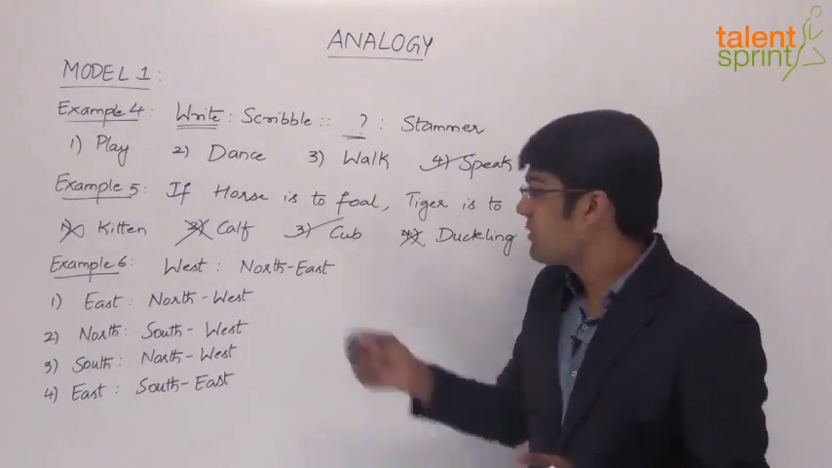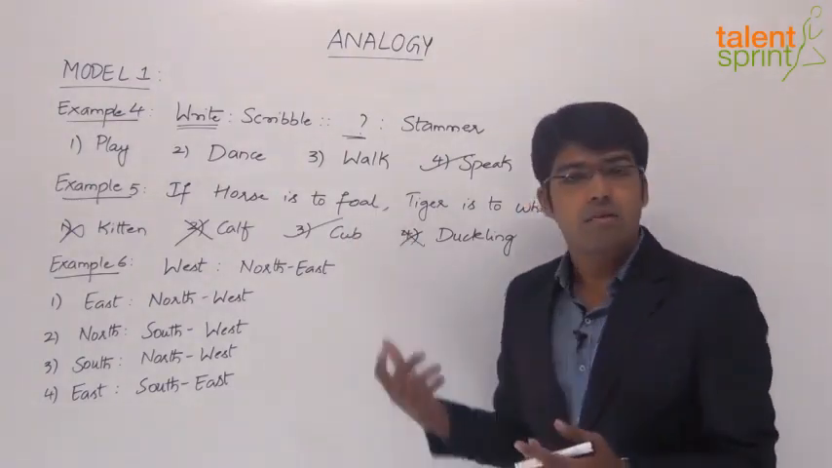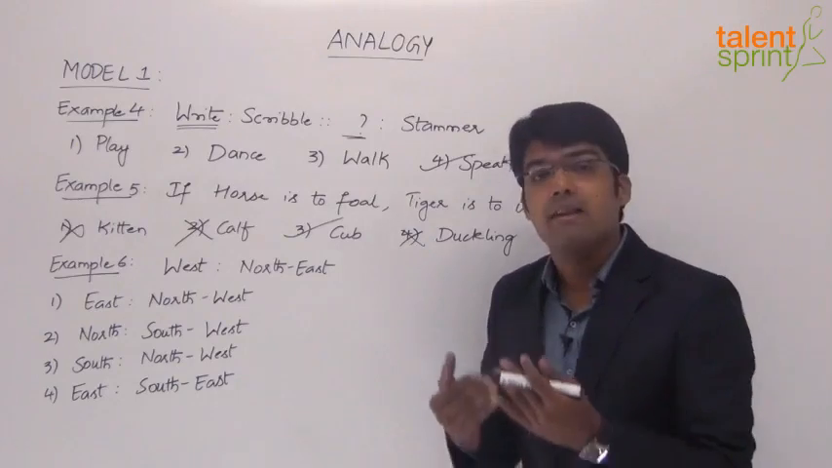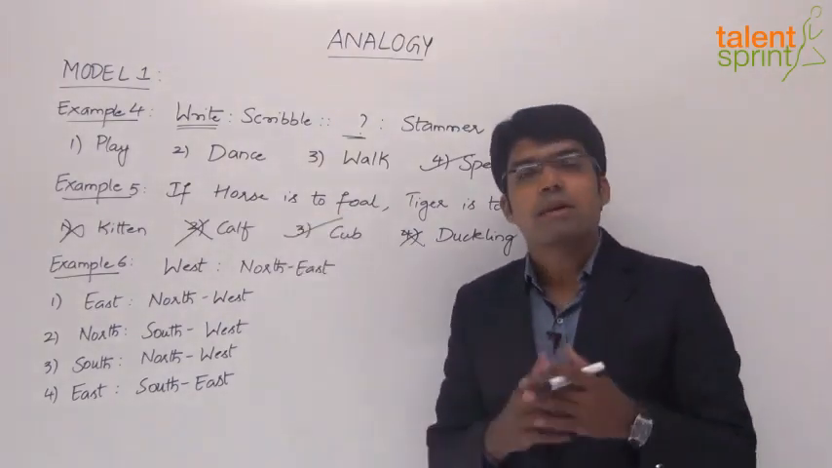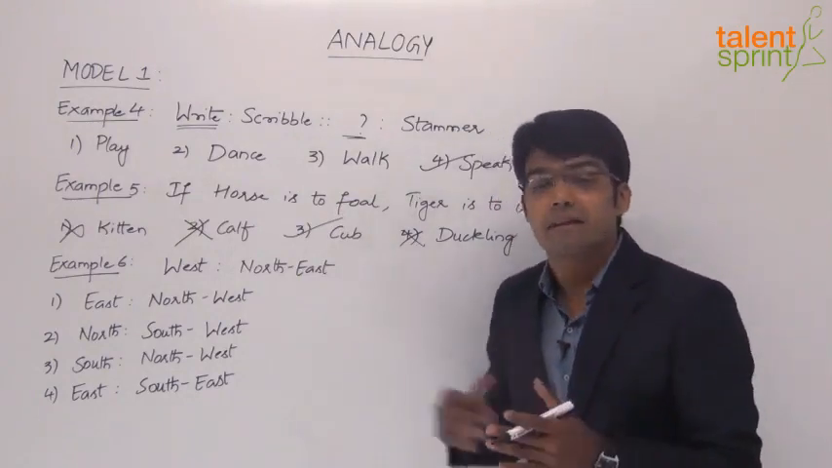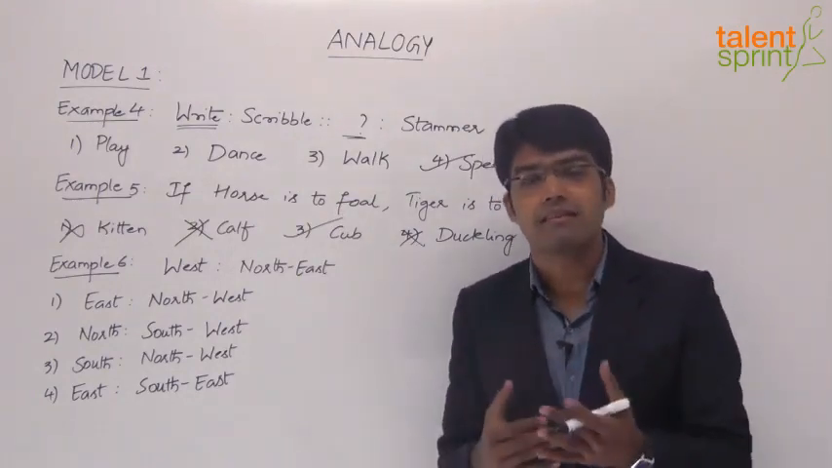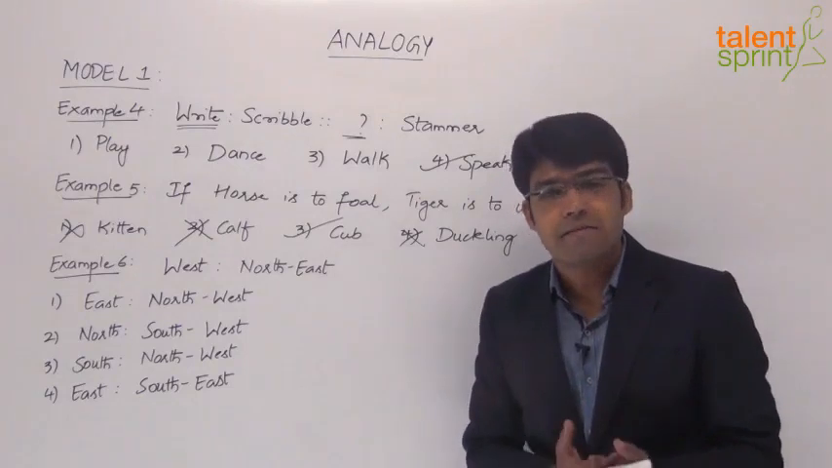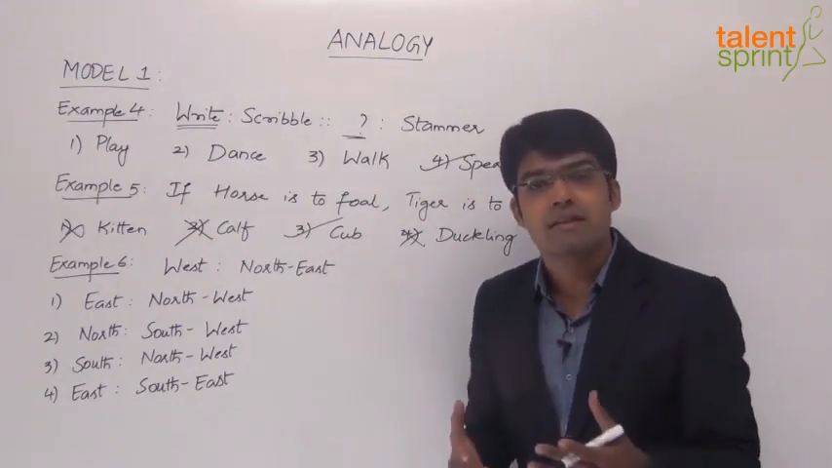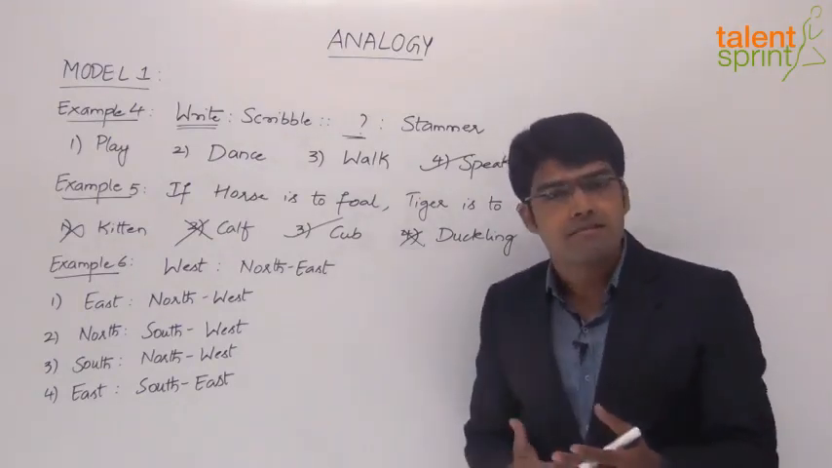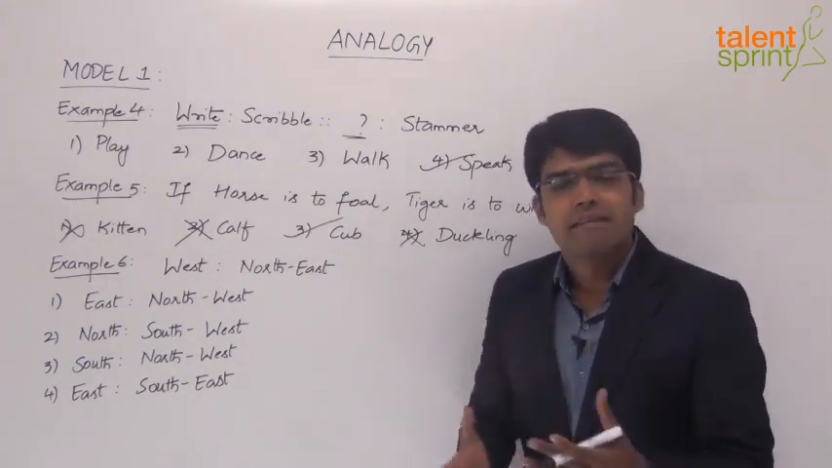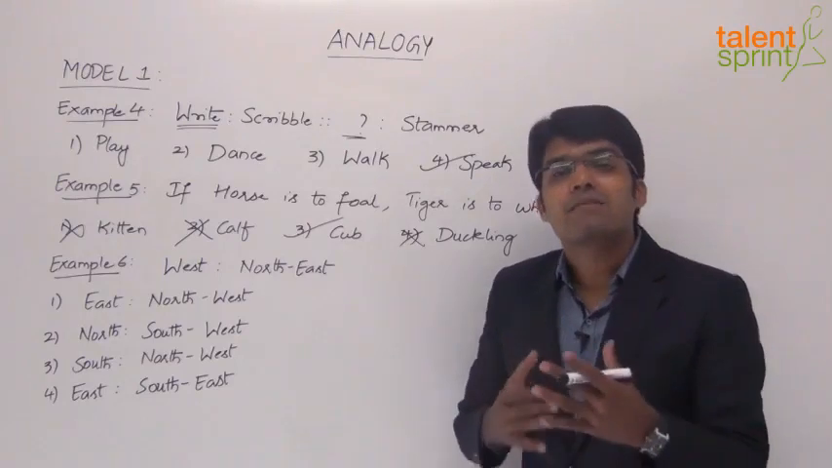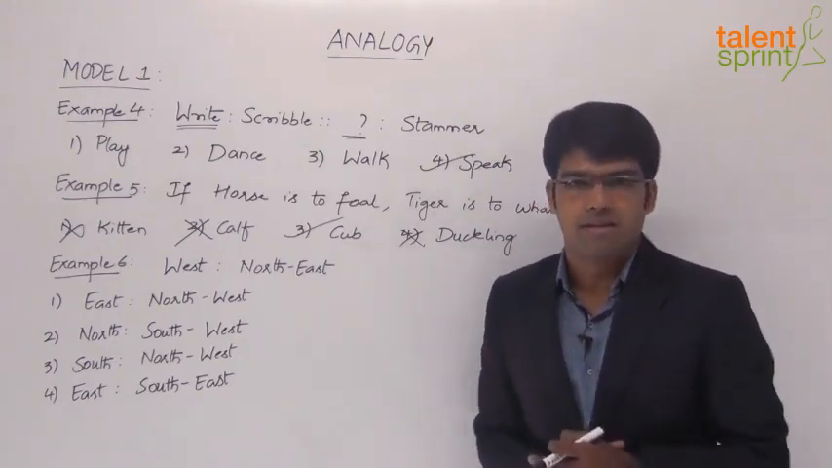Those who are not aware of what is foal may not be able to answer this question since they are not able to establish the relationship in the first pair. So it is important for us that we understand this kind of terminology, right? Like I've mentioned earlier, try to go through the list of different phobias, different manias, and younger ones of animals, or the female animals, and collective nouns, etc. Because these kind of questions are generally asked when it comes to analogy.